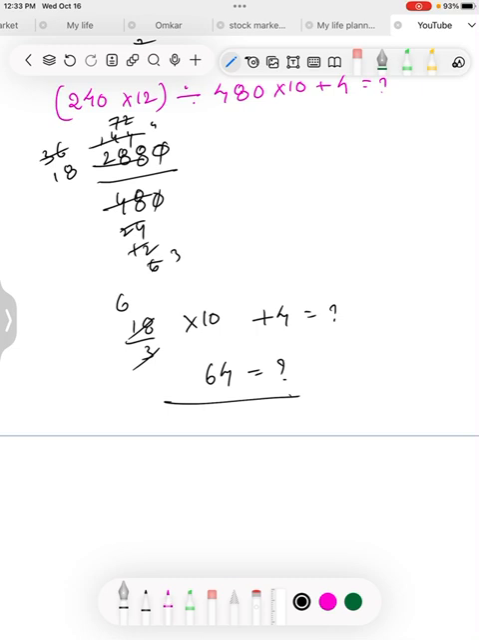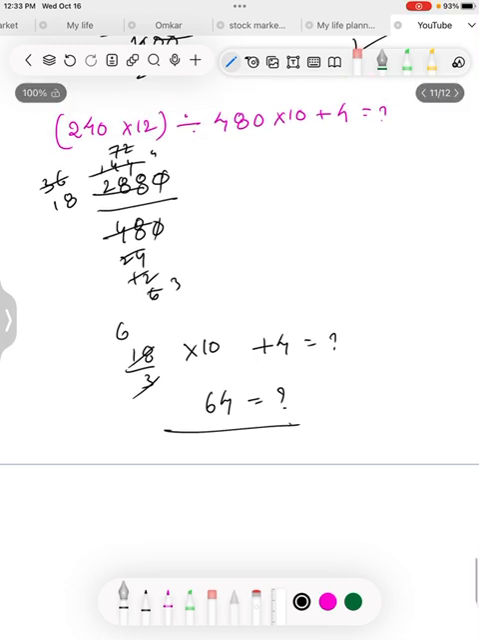Don't get confused. The thing is that you should be with peace of mind, so that in examination you don't take stress and you can just go through the questions. So let us go to another question.